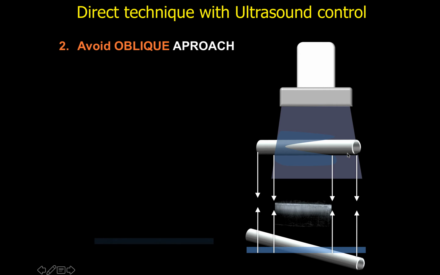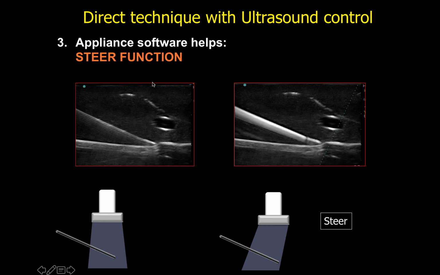We always have to try to get the needle and to control the bevel, avoiding this oblique approach. Do not enter if the tip is not visible, and always mind the tip of the needle. The third tip is to try to get the needle as parallel as possible. In many places this is not possible, like in the hip.